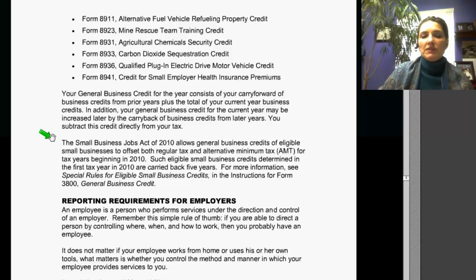The Small Business Jobs Act of 2010 allows general business credits of eligible small businesses to offset both regular tax and alternative minimum tax for tax years beginning in 2010. Such eligible small business credits determined in the first year in 2010 are carried back 5 years. For more information, see Special Rules for Eligible Small Business Credits in the instructions for Form 3800 General Business Credit.